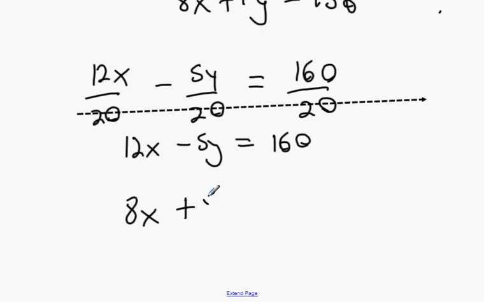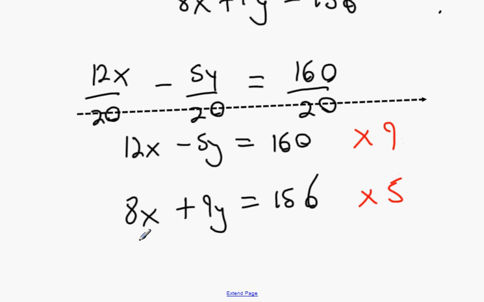We can look at both equations, and what we can do is multiply the top one by 9 and the bottom by 5, might be easier. 9 and 5, we're going to get rid of the y's. 9 times 12 is 108x minus 45y. 9 times 160 is what? 1440. Okay, that is going to be 40x plus 45y.